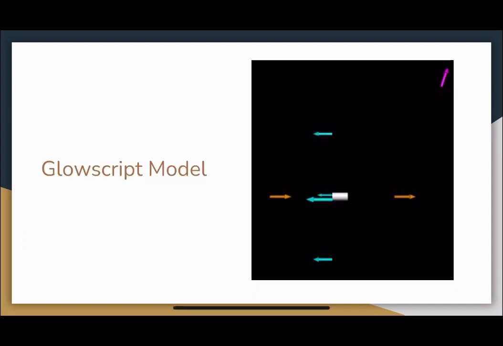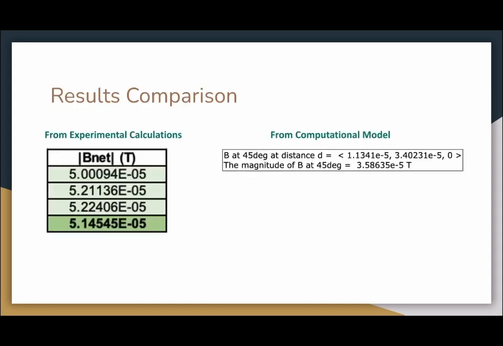Here's the GlowScript model itself. The blue and orange arrows represent the on-axis perpendicular and parallel magnetic field, and the pink arrow represents the 45-degree angle off-axis magnetic field. Here we can see how the values from the experimental calculations and computational model compare.